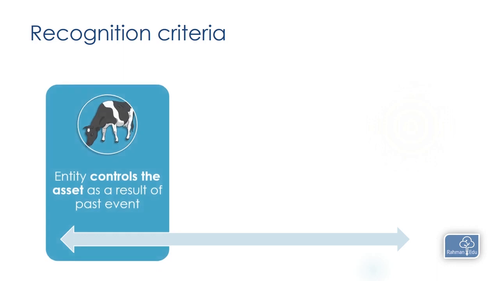Well, how to recognize a biological asset? We have three conditions and all of those three conditions must be fulfilled before you can recognize a biological asset. Number one condition, the entity controls the asset as a result of past events. Say, you have purchased a cow and so you can now control the cow. The cow has given birth to a baby calf. You control the cow means you now control the baby calf. So the condition 1 is fulfilled.